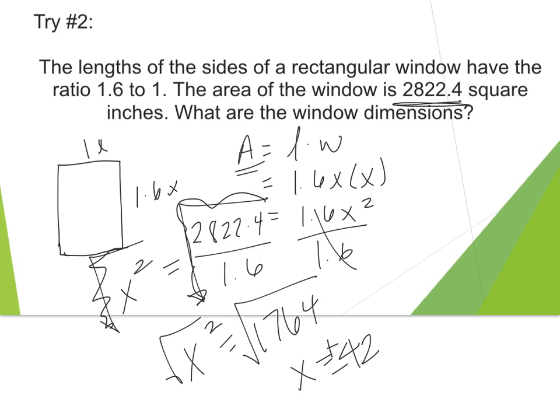And technically it should be plus or minus 42. Now again, we can't have a negative 42 or a negative number for dimensions. So positive 42 will be our answer. So the dimensions are 42 by 1.6 times 42. So our answer on this side would be 67.2 because we multiply 1.6 times 42, which gives us 67.2. So those are the dimensions of our window.